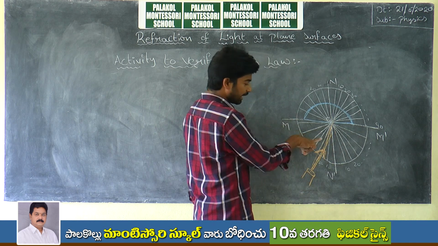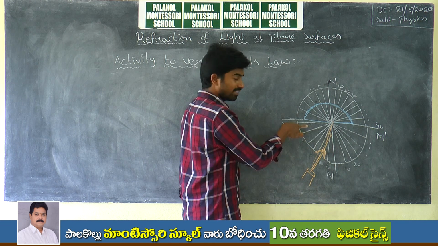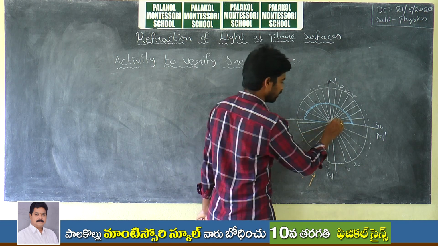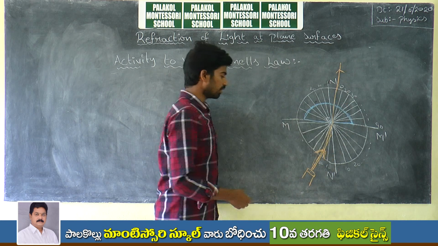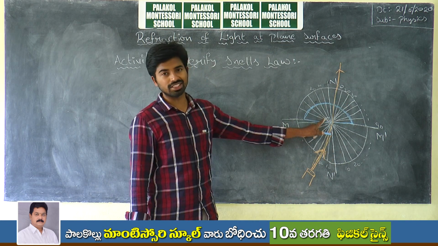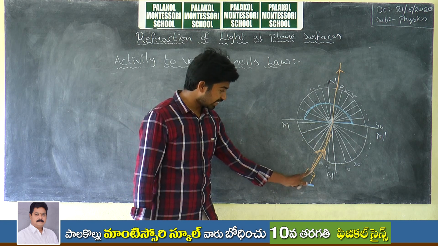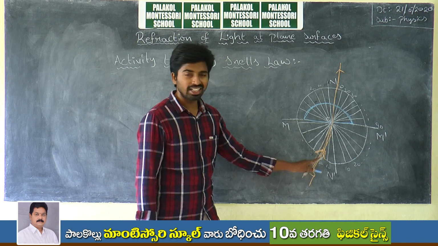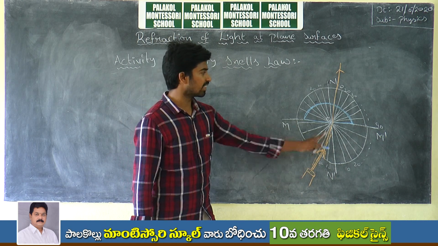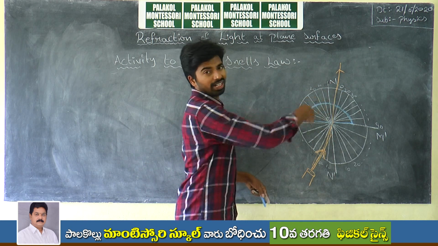Here light is entering from air medium to glass medium, rarer to denser medium. It bends towards the normal. So after placing the semicircular glass, consider a laser light source and incident the light at a certain angle. Here I have incident the light at an angle of 20 degrees, and the emergent light ray will be observed at some other angle.